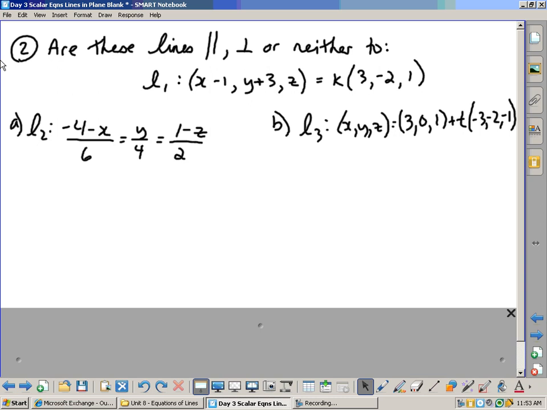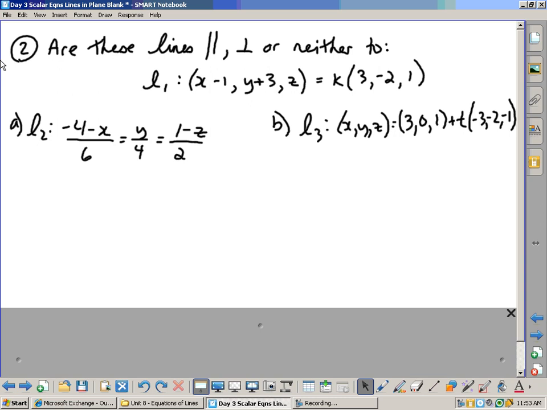So of course the trick in these questions is the form of the equation that I'm giving you is different, so you have to work your magic to figure out the information that's necessary in order to decide if the lines are parallel, perpendicular, or neither. So the first one you'll notice is L1, and it's x minus 1, y plus 3, and z is equal to k, bracket 3, negative 2, 1.